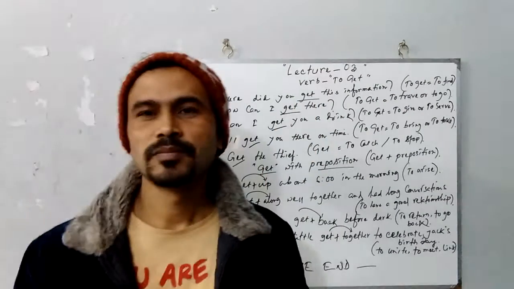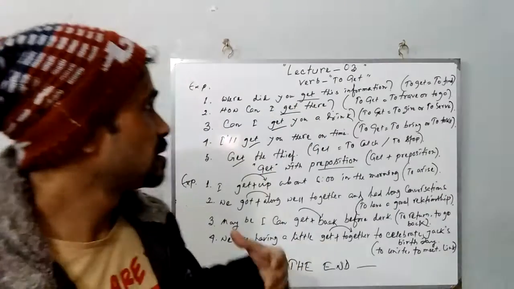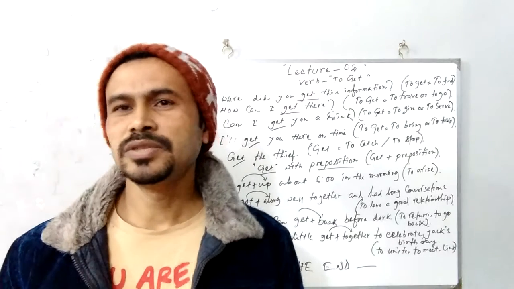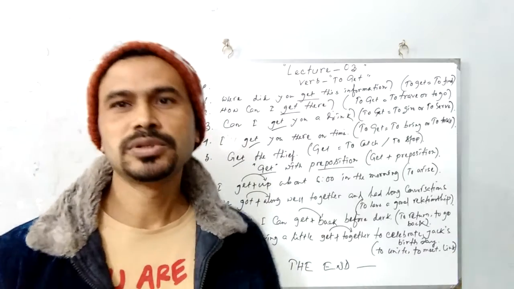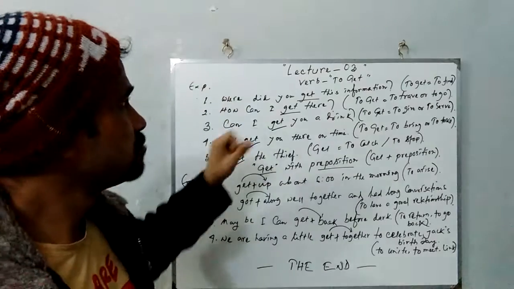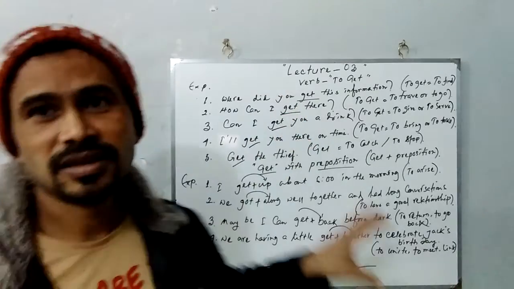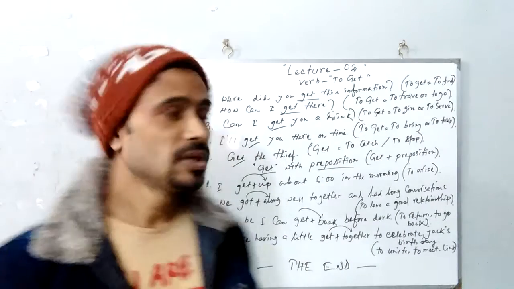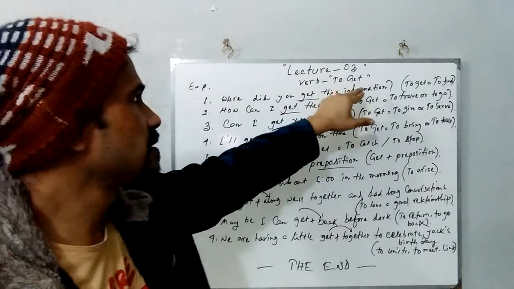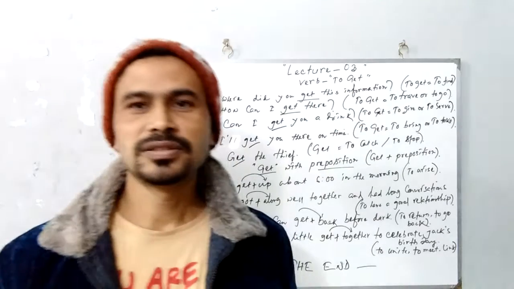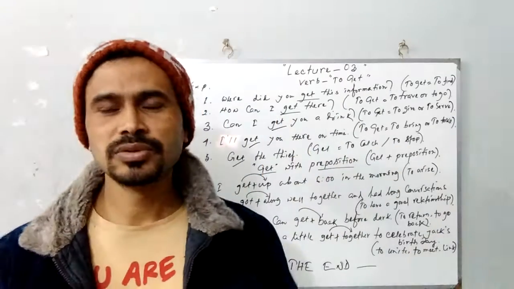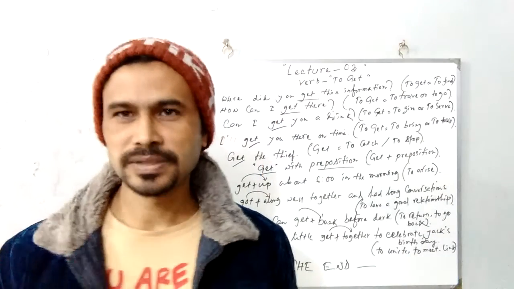In formal language, naturally we use find, but in our spoken language, native speakers always use get, and we call it informal, okay? And native speakers and foreign people, I think, very much like to use get in their daily conversation, okay? So where did you get this information? That means, where did you find this information? Okay, I think you got the details, okay?